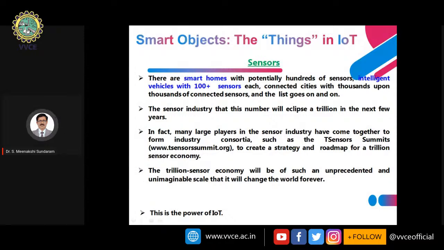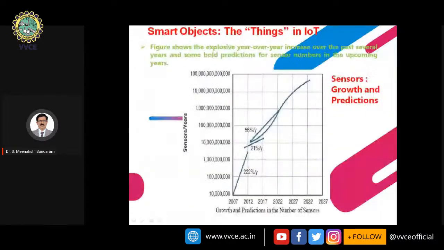And for example, if we take smart homes, we are using potentially hundreds of sensors. Similarly, if you take the example of intelligent vehicles with 100-plus sensors, we are able to connect a variety of cities with thousands of connected sensors, and the list continues. The sensor industry keeps on growing and has grown to a very big extent. We can see from the figure here.